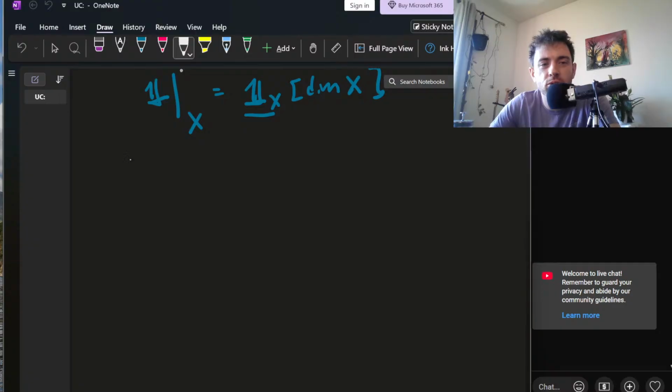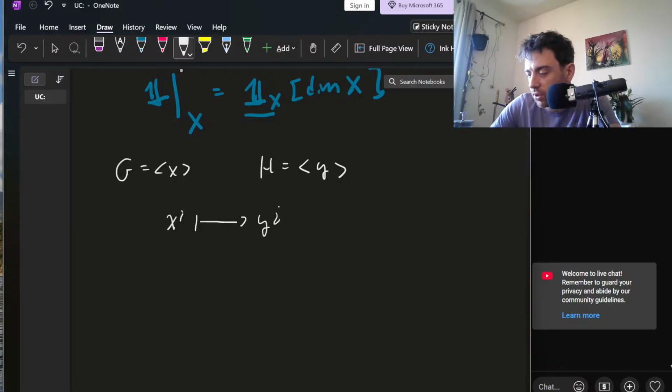So we've got two groups, G and H, and they're cyclic, and we want to know when there is, I suppose, an isomorphism. Actually, maybe I should wait to see if Charles shows up, because I don't want to misrepresent their question. But I believe they're asking about when there's an isomorphism sending x^i to y^i.